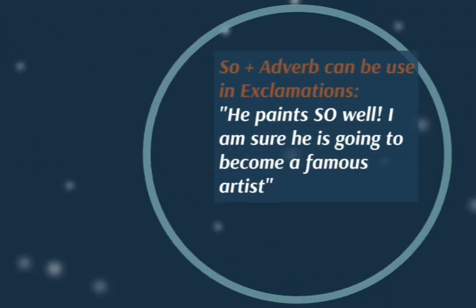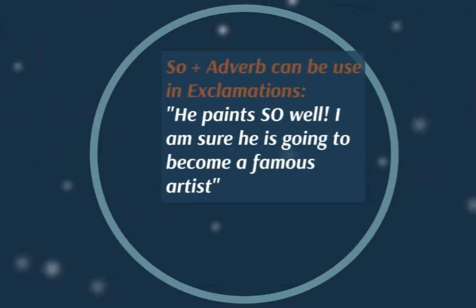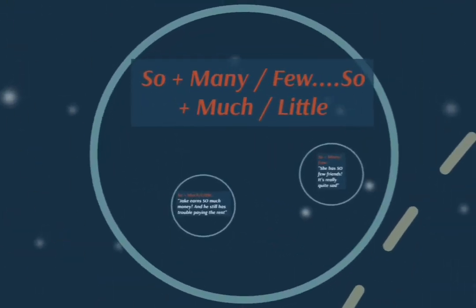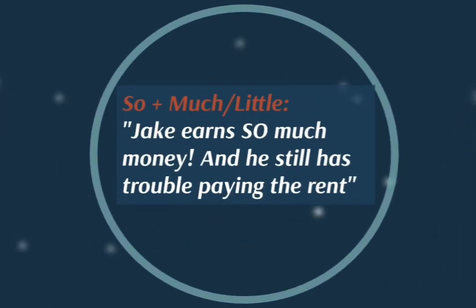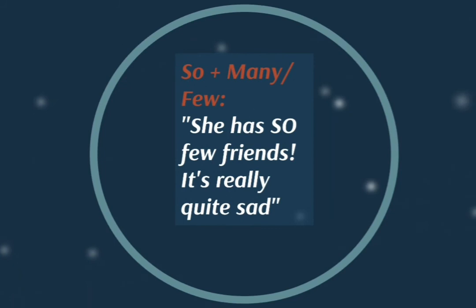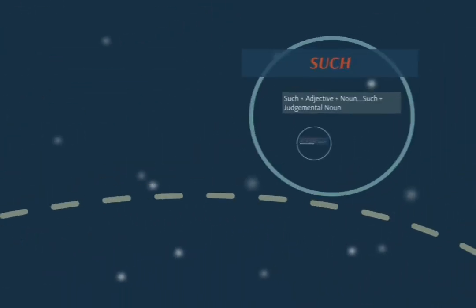For example, the music is so loud. So is also used with adverbs when we talk about exclamations. He paints so well. For example, we can also use it with so many, so much. In this case, we are talking about quantities. Jake earns so much money, or so little money, if it is the opposite. So many, or few. She has so few friends, for example.